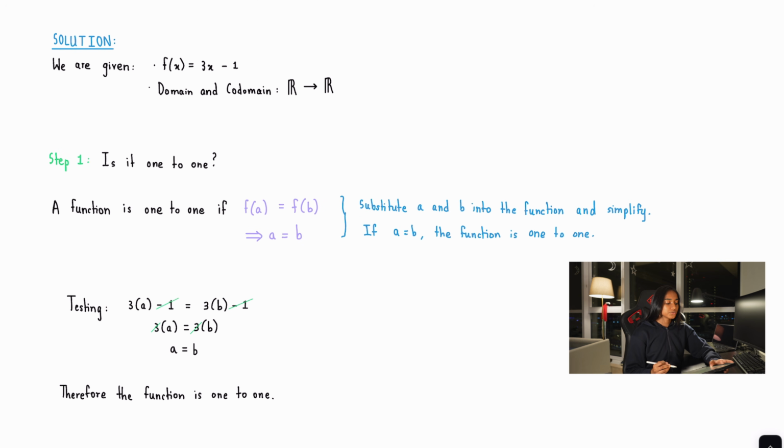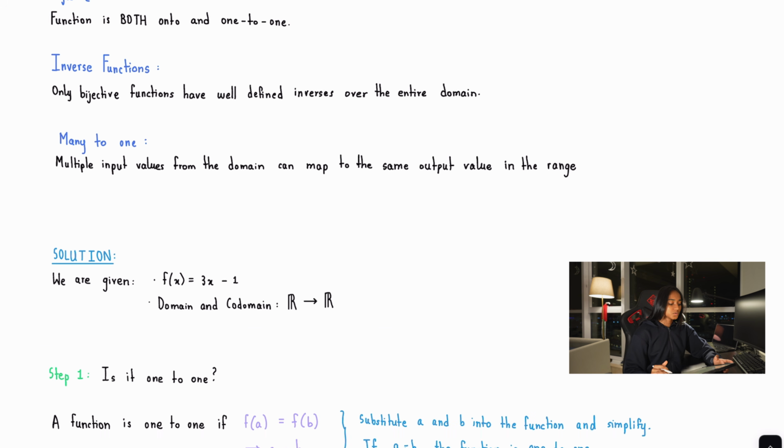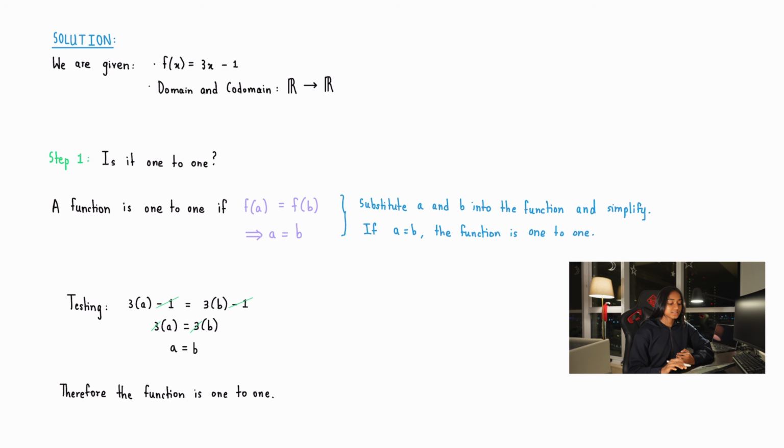So let's look at the solution. Our options, again, were bijective, surjective, one-to-one, and many-to-one. The first thing we are going to do is test to see if it is injective or one-to-one. The way that we are going to do this is see that when we substitute a and b into the function and we simplify, if a turns out being equal to b, the function is one-to-one. That's how we test if a function is injective. We are going to substitute a and b, try and simplify it as best as we can, and if a is equal to b, it is one-to-one.